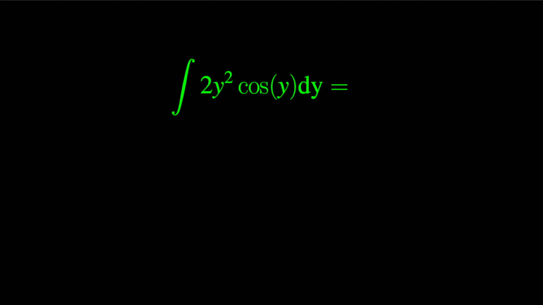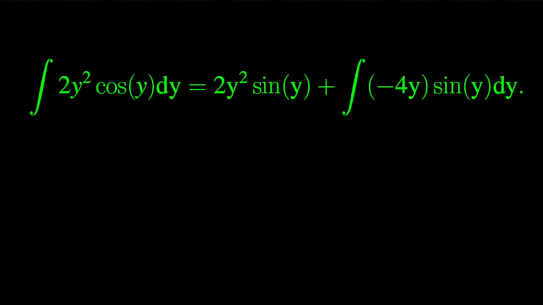Finally, the integral of 2y squared times cosine of y dy is equal to 2y squared times sine of y, plus the integral of minus 4y times sine of y dy. Consequently, we still have to integrate minus 4y times sine of y, using integration by parts.